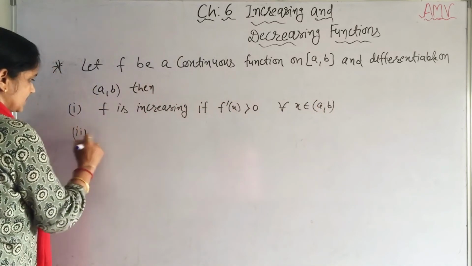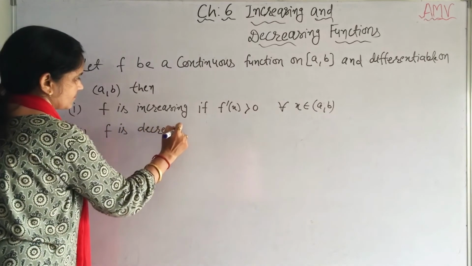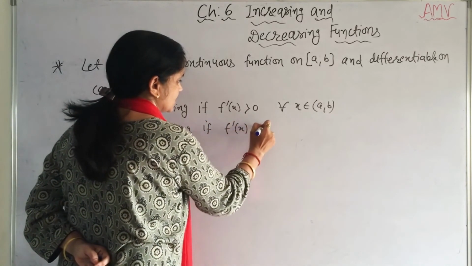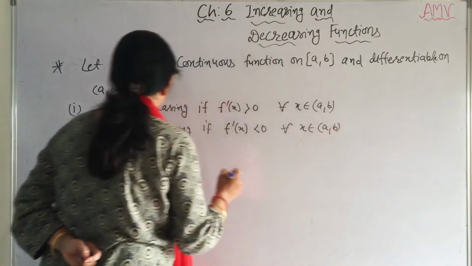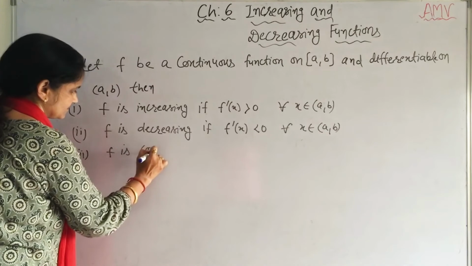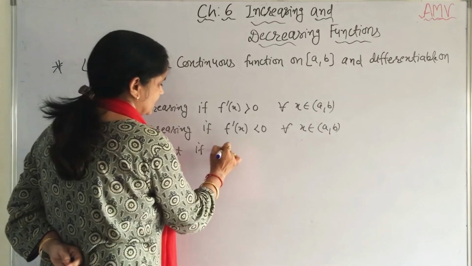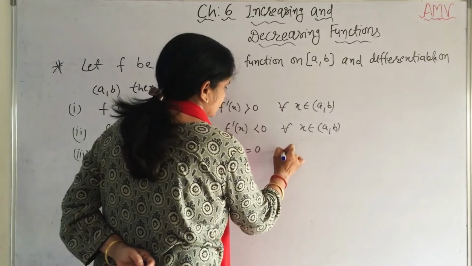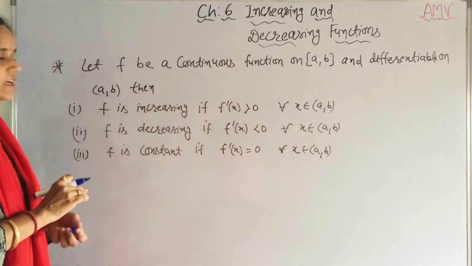Second, f is decreasing if f dash x is less than 0 for all x belonging to (a, b). Third, f is constant if f dash x is equal to 0 for x belonging to (a, b). Okay, and now solve the questions of the exercise.